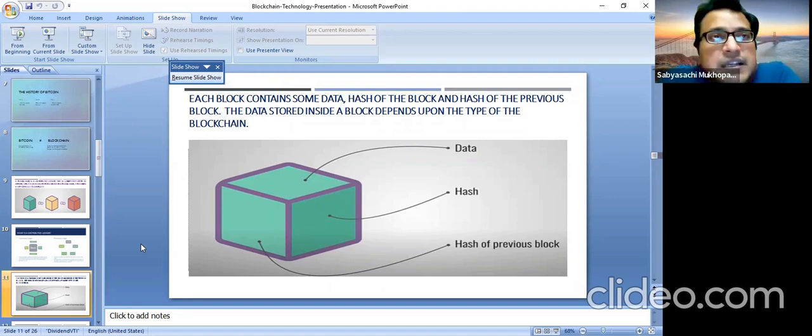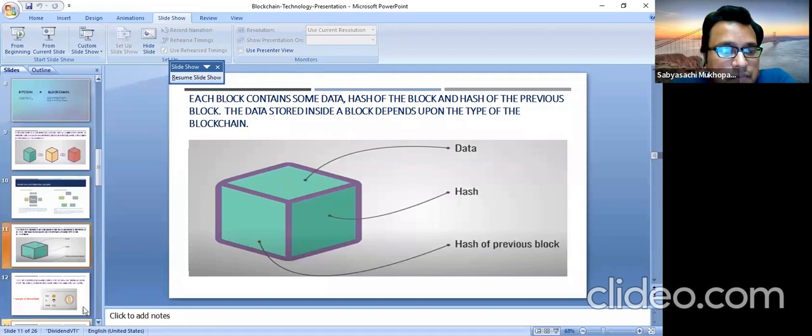So within the blockchain, each block has three portions: one is the data, another is the hash, and the third is the hash of the previous block. Okay, so now let us check out further details.